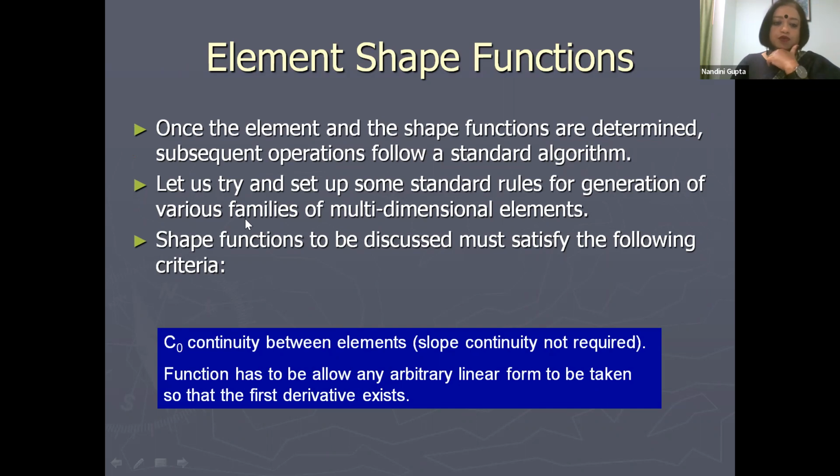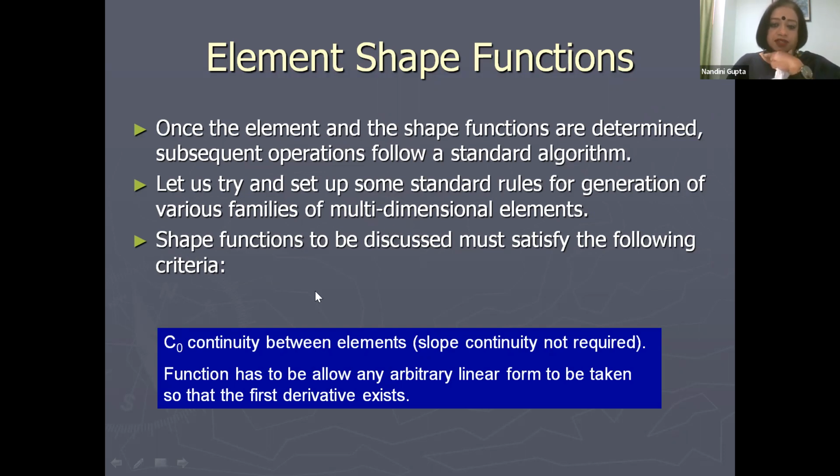So now what we're going to do is try and set up some standard rules for generation of various families of multidimensional elements. So let us see what I mean by various families. Multidimensional, of course, means that we are going to discuss 1D, 2D, and 3D. We've already discussed some 1D and 2D elements, and you also realize that whatever we discuss in 2 dimensions can be very easily extended to 3 dimensions.